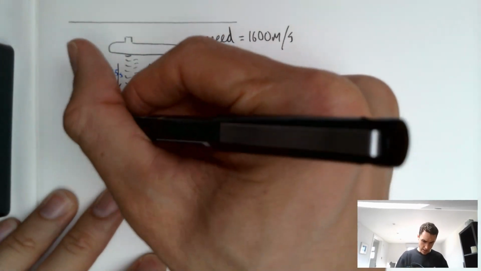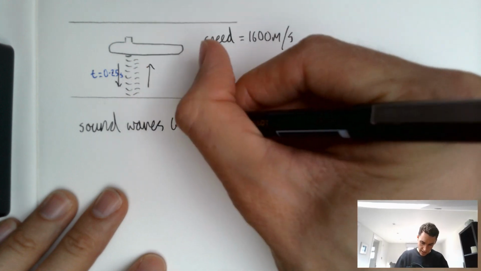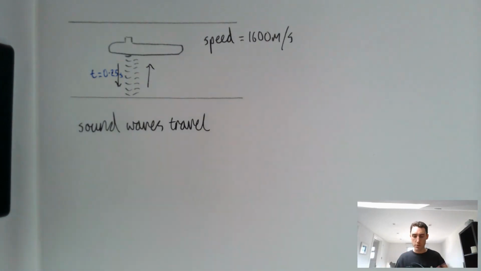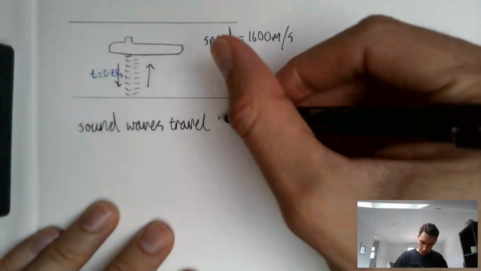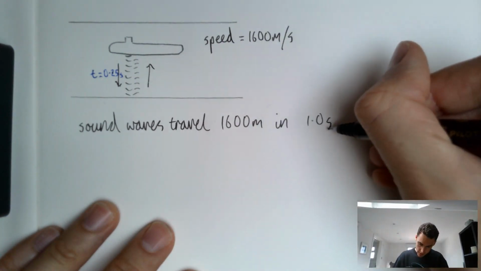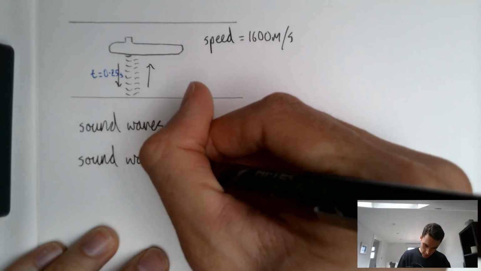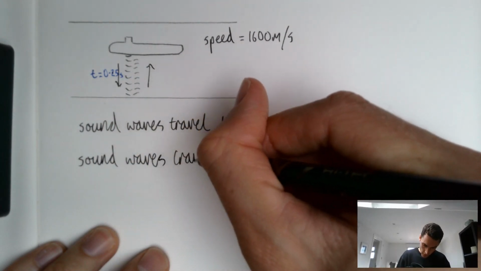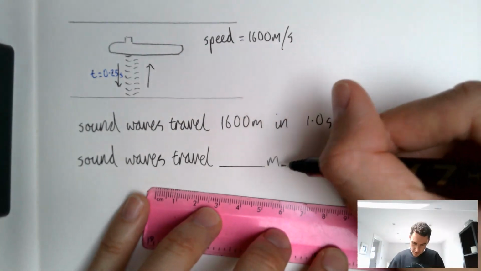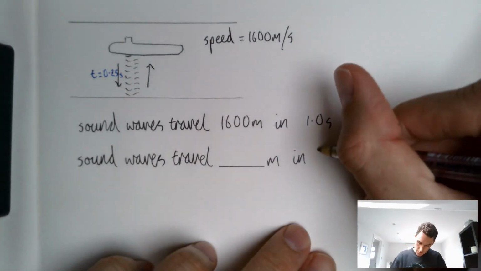So you can say sound waves travel, and I think it's worth writing this out to really get them to understand what proportionality actually is, so they're not just randomly multiplying and dividing numbers. Sound waves travel 1600 meters in 1.0 seconds. Therefore, sound waves are going to travel an unknown number of meters in, what have we got here? 0.25 seconds.